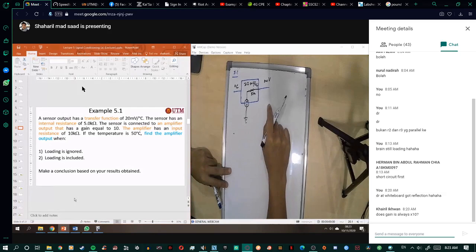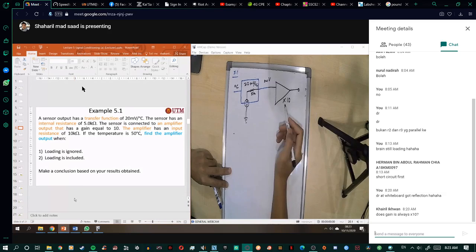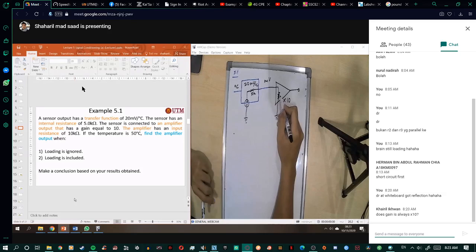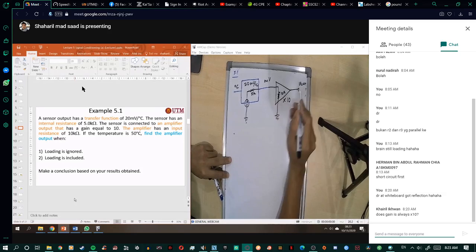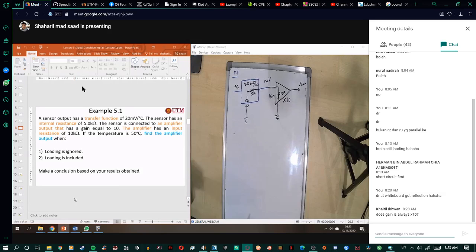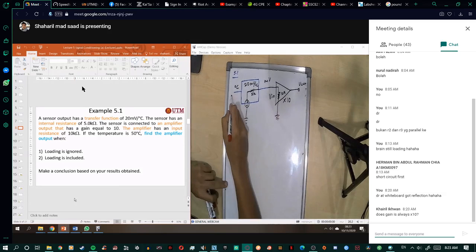Then it is connected to the amplifier that has gain. Now it's connected to the amplifier, and it has gain 10. And then the input resistance is 10 kilo ohm here. So this is your V out and this is your V in.